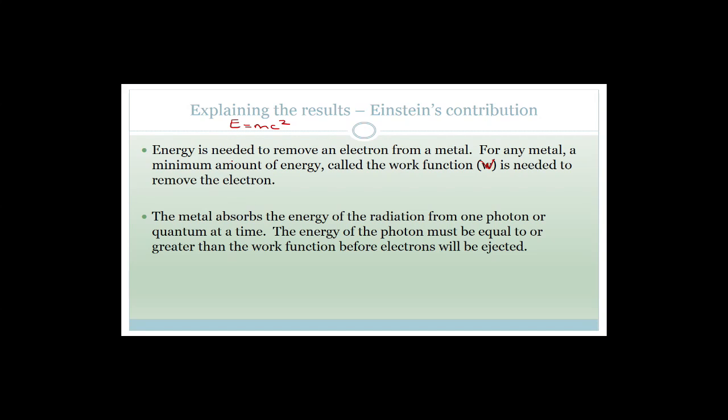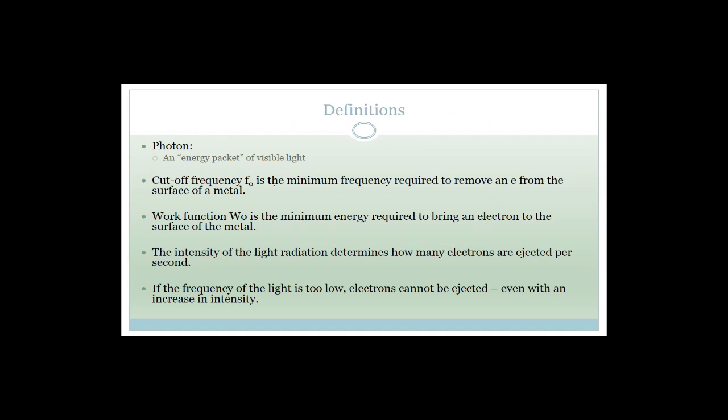Right, so let's read this again. Energy is needed to remove an electron from the metal. For any metal, a minimum amount of energy called a work function is needed. The metal absorbs the energy of the radiation from one photon, a photon is a particle of light, or quantum, at a time. The energy of the photon must be equal to or greater than the work function before the electrons will be ejected. Okay, so let's go through a couple of definitions that we need to understand. A photon is an energy packet of visible light.